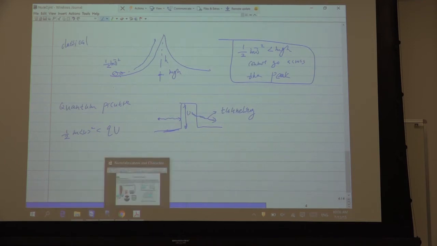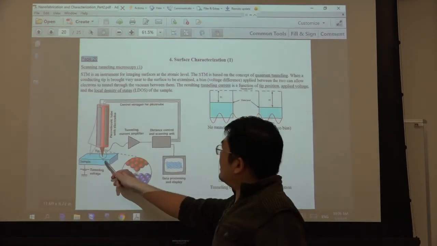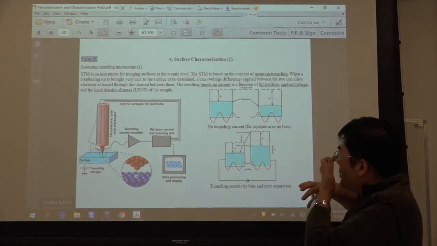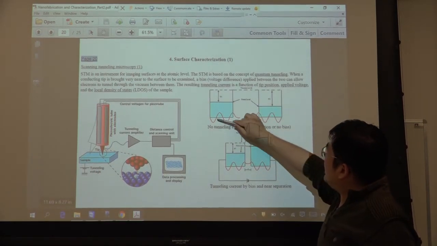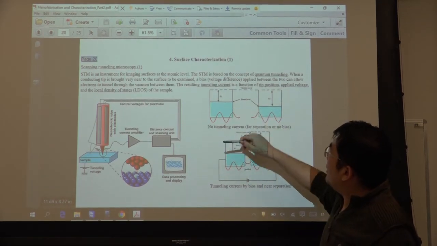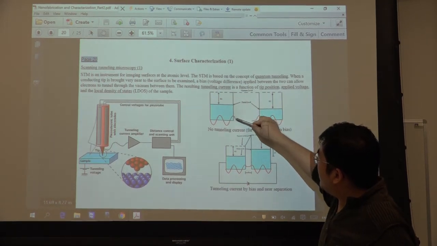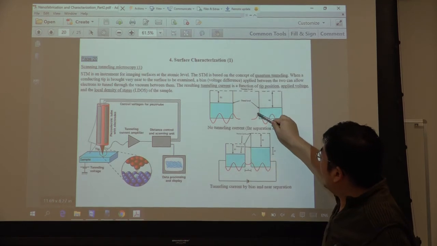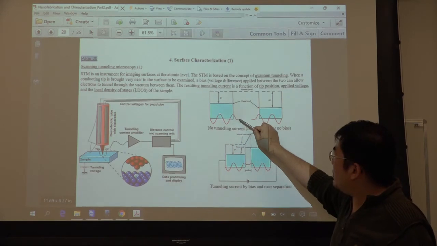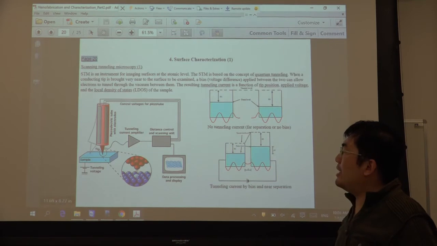So the physical picture is something like this. Here is a tip and here is a sample. If they are far away from each other, the electron can tunnel from this interface with very small probability, but the wave functions cannot overlap. The probability of the electron occupying the space has no overlap, so there is no tunneling current.